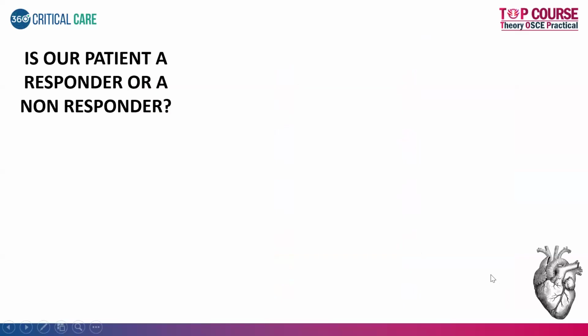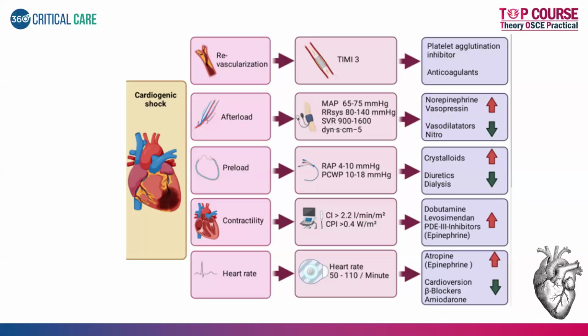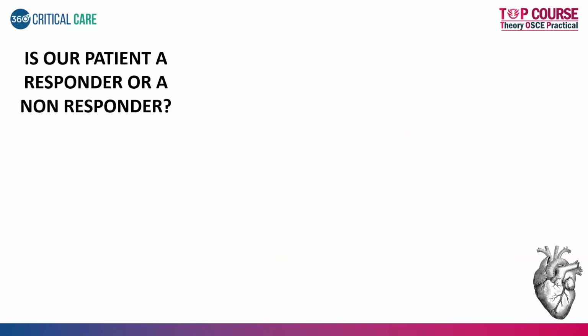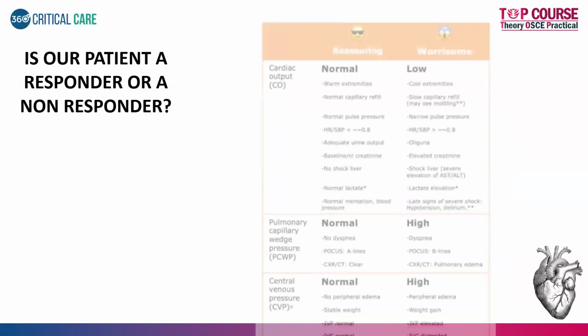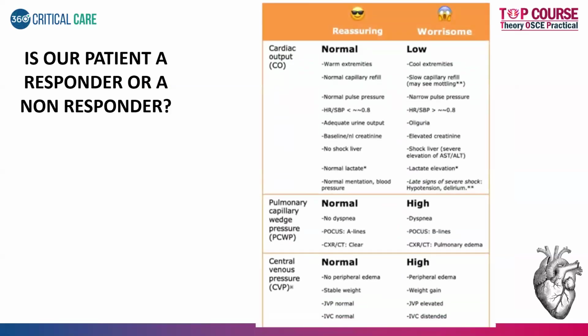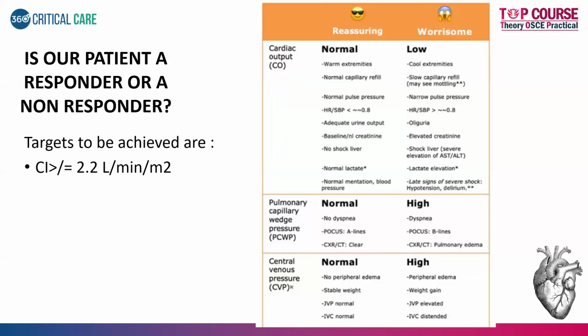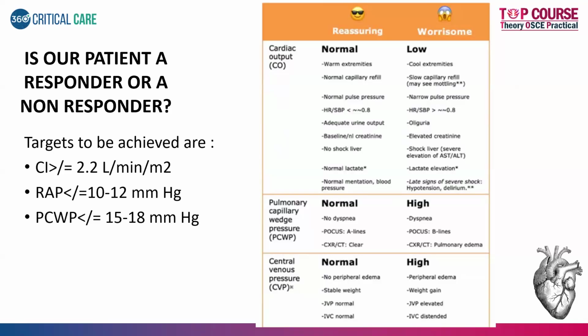After all of this optimization of the cardiac grid, that is, optimization of afterload, preload, contractility, heart rate, and revascularization, the question we need to ask ourselves is: did the patient respond? How will we know that the patient responded? We need to look at three basic things: the cardiac output, pulmonary capillary wedge pressure, and CVP. The targets to achieve are a cardiac index usually more than 2.2 liters per minute per meter square, a right atrial pressure usually less than 10 mm of Hg, a capillary wedge pressure less than 15, and a MAP more than 65 mm of Hg.